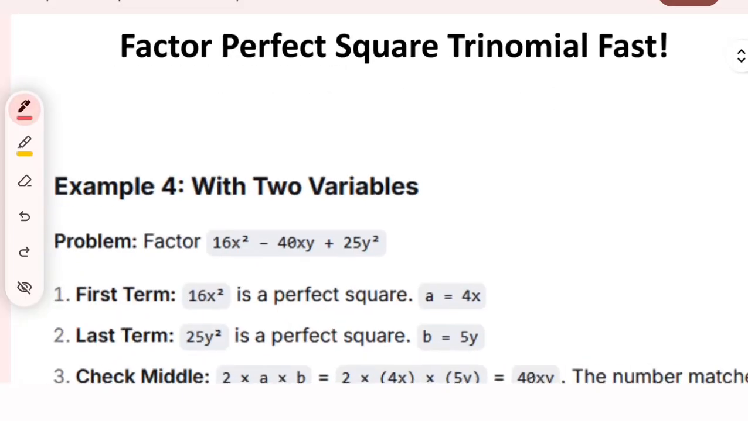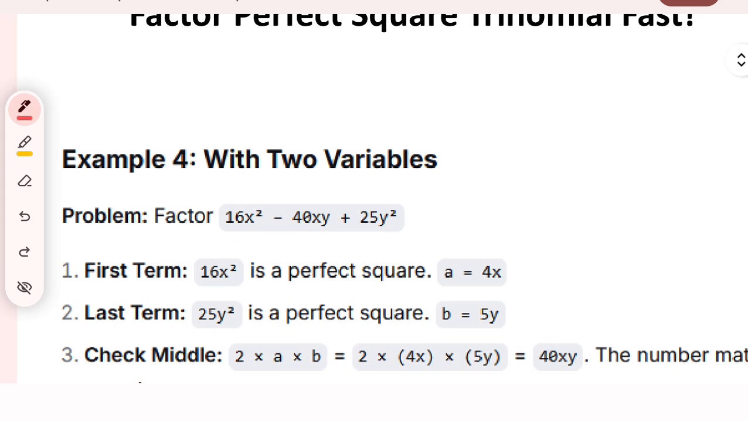So in this case, what about if we are given a trinomial with two variables? Like in this case, we have x and y. So there are variables x and y in the middle term. So we have the first term is 16x squared, the middle term is negative 40xy, and the last term is positive 25y squared. So this is a trinomial, but the question is, is it a perfect square trinomial?